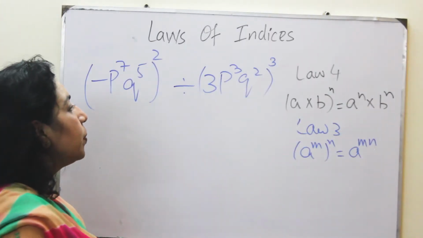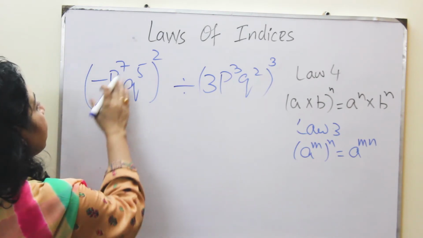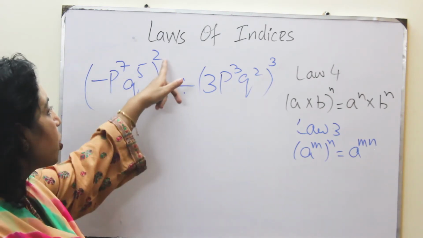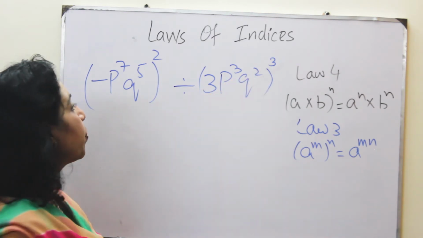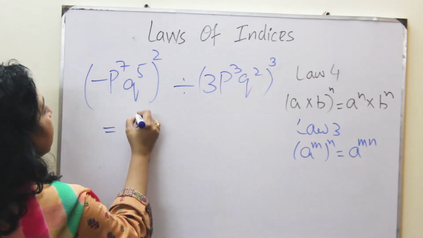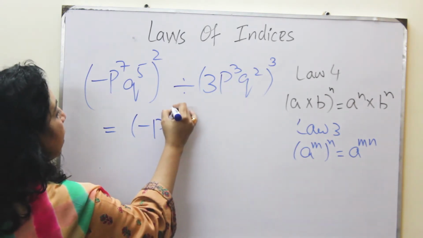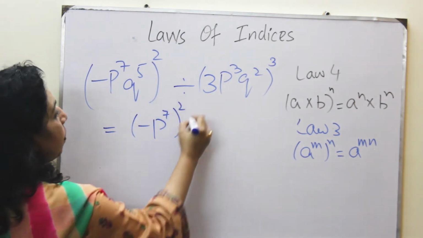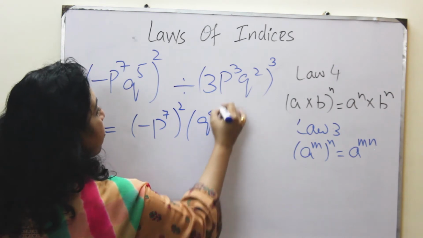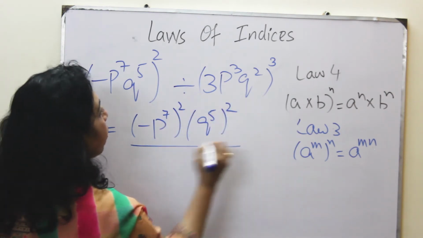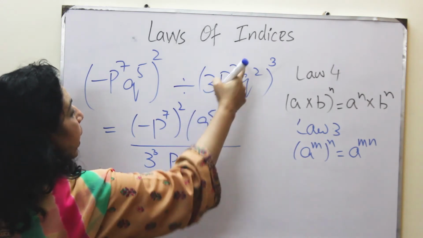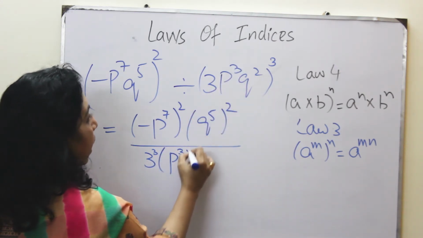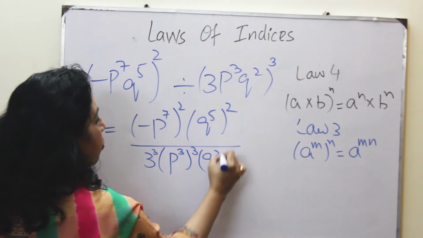One more question using law 4. We have minus p power 7 q power 5 raised to power 2 divided by 3 p power 3 q power 2 raised to power 3. Okay, we have to open this minus p^7 raised to power 2 q power 5 raised to power 2. This division sign I am going to make it a fraction. 3 power 3 p power 3 raised to power 3 and q power 2 raised to power 3.